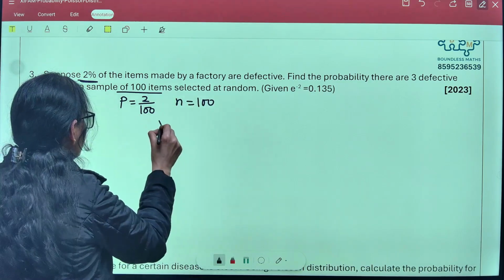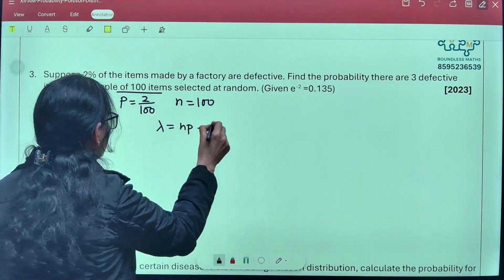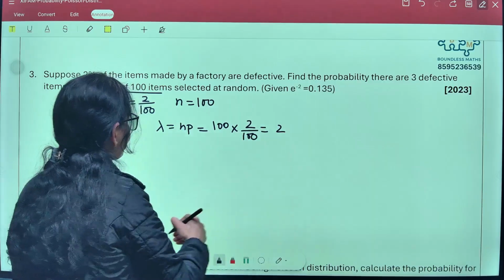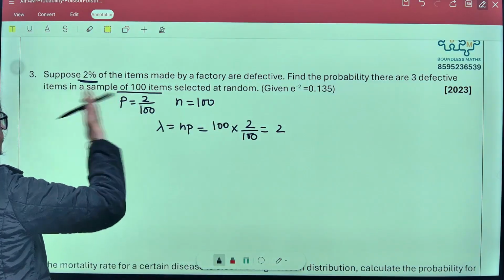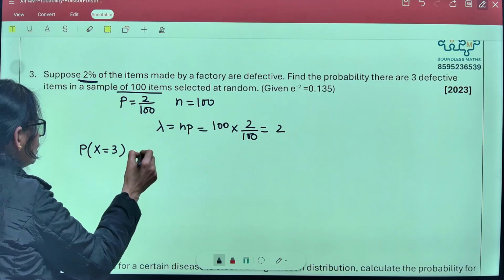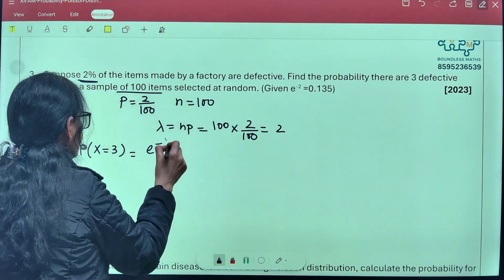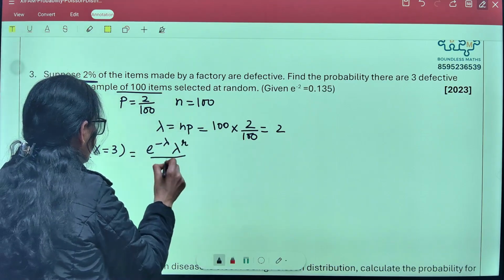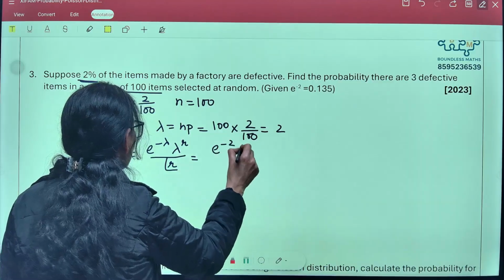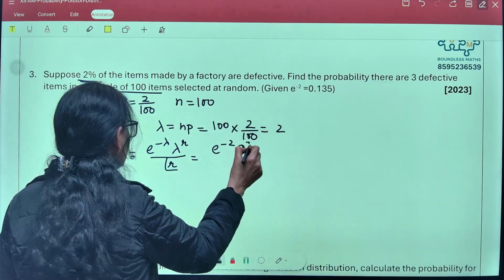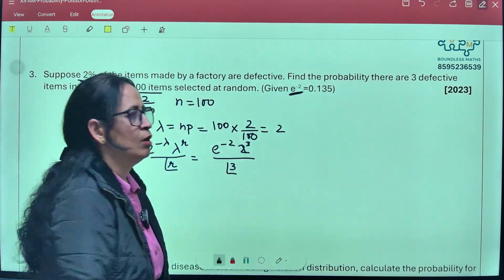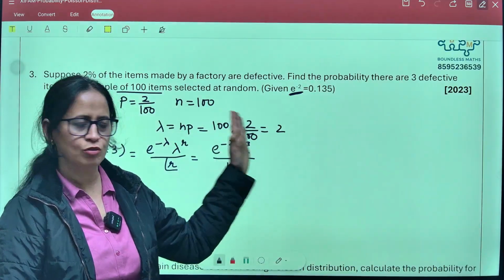So first we need to calculate lambda. Lambda is N into P. That means 100 into 2 by 100, and that comes out to be 2. Find the probability that there are 3 defects in a sample. So that means you need to find the probability when x is equal to 3. So this is e raised to power minus lambda, lambda to the power r upon r factorial. Let's put the values. Lambda is 2, e raised to power minus 2, and then 2 to the power 3 upon 3 factorial. So the given value e raised to power minus 2 also gives you a hint that the value of lambda here is 2.